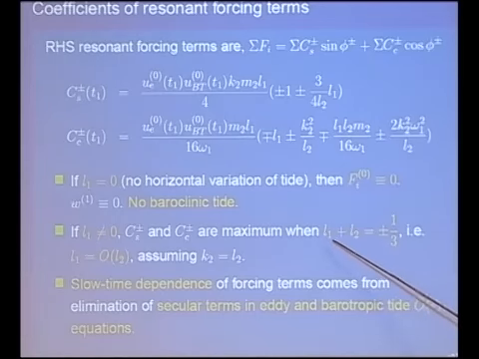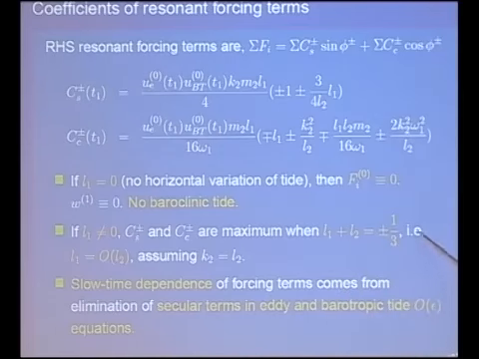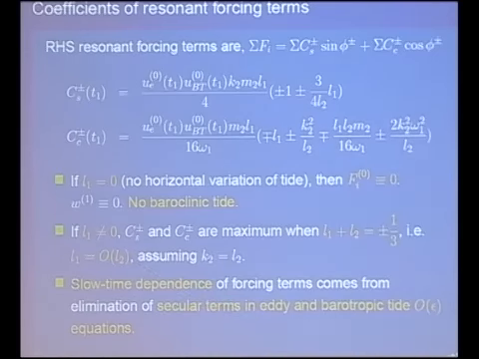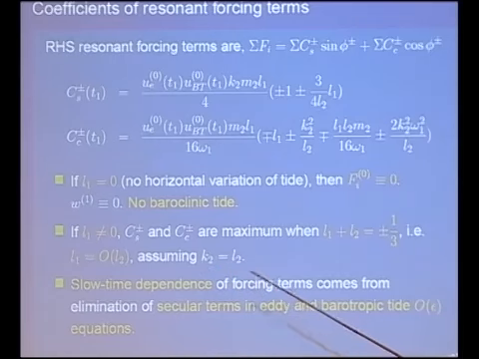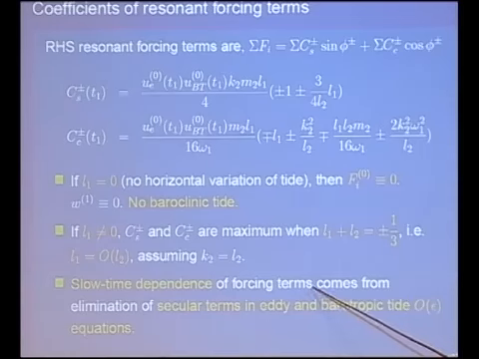If L1 is not equal to 0, then we can show that these coefficients achieve maximum values for values of L1 plus L2 equal to plus or minus a third. That should be actually plus or minus a third L2, which in any case says that the tide must vary on scales on the order of the eddy field. Okay, that's assuming isotropy in the eddy field.